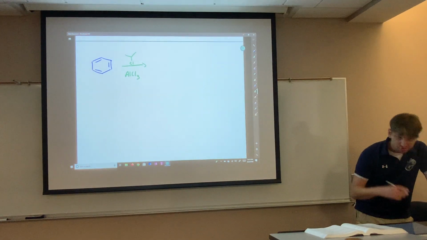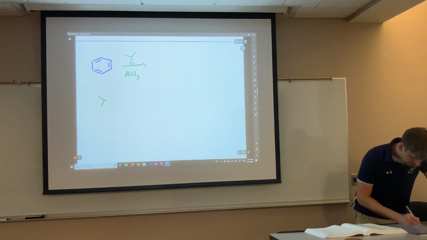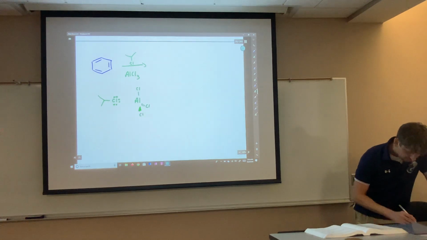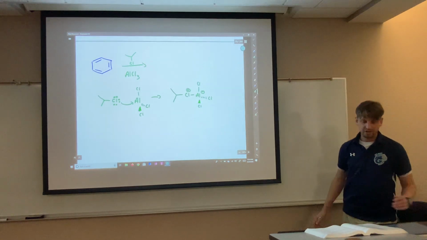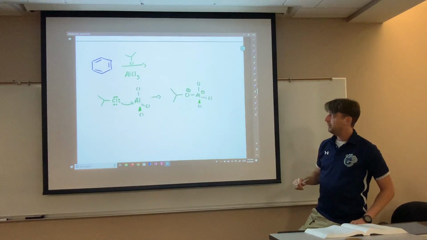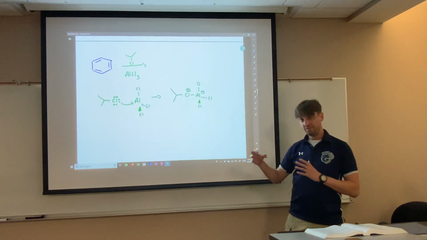Cool, so step 1, generate the electrophile. This is going to look very similar to what we've seen with our halogenation. I'm kind of cheating here a bit, but I think you guys will understand. We've got the attack of the halogen to the aluminum. So we'll do this and we'll do that. We end up generating this kind of intermediate here, which should look just the same as we did with halogenation.